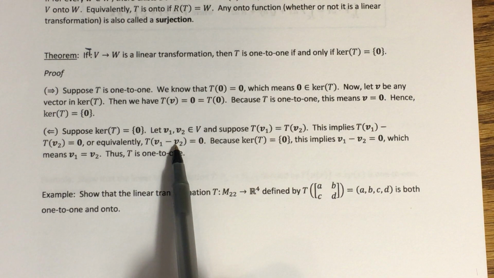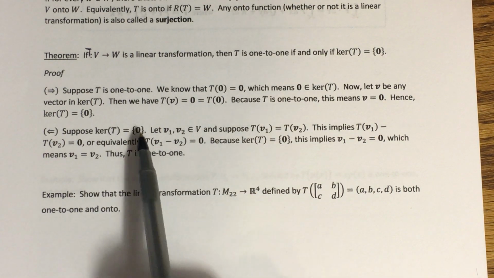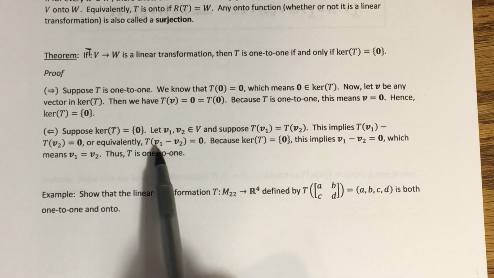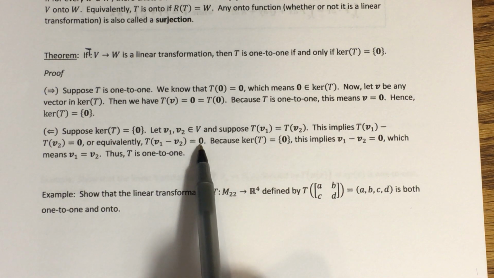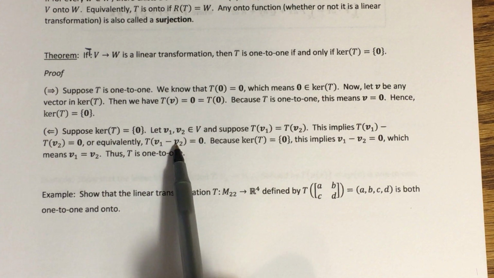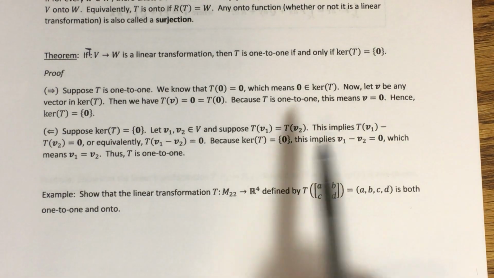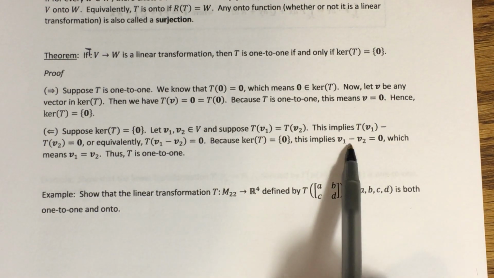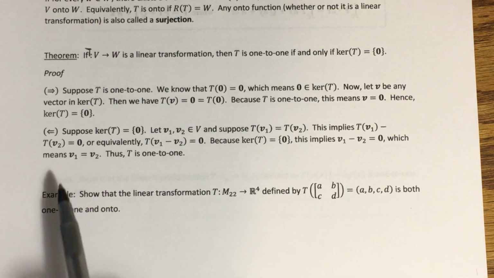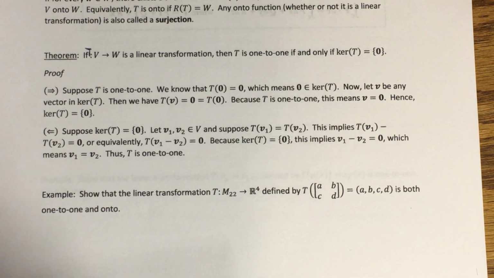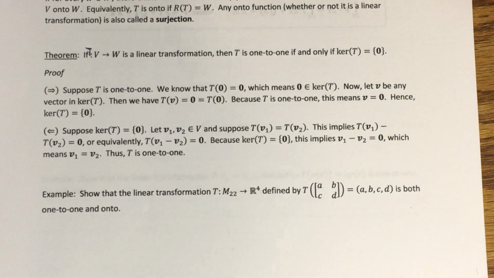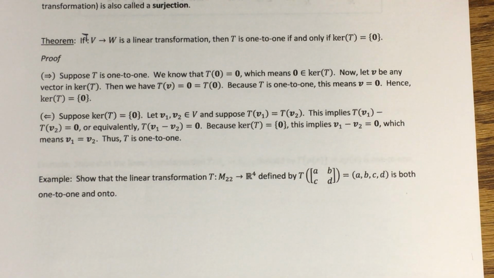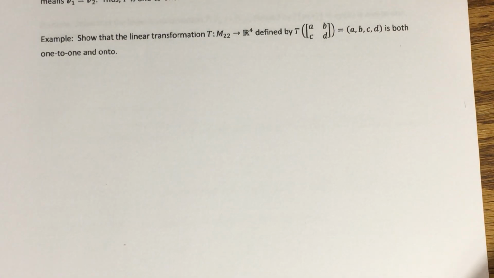Now, I'm going to use my original assumption. Remember, the kernel of T is the set containing the 0 vector. So any vector that maps to 0 under this linear transformation must be equal to 0. That's what that assumption means. Therefore, V1 minus V2 is equal to 0, and adding V2 to both sides shows that V1 is equal to V2. That proves that T is 1-to-1. Okay, so this gives a criterion for checking whether or not a linear transformation is 1-to-1 without having to use the definition of 1-to-1 directly. It gives us an alternative, which is actually really useful.